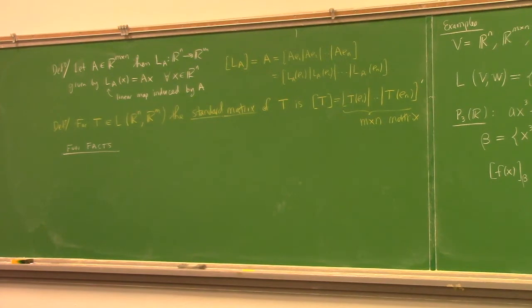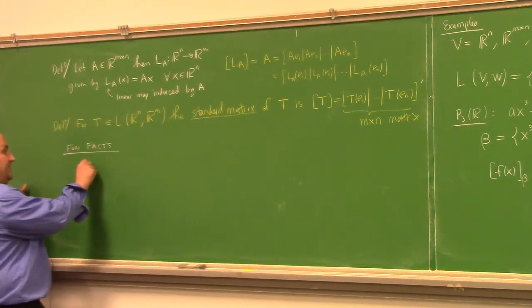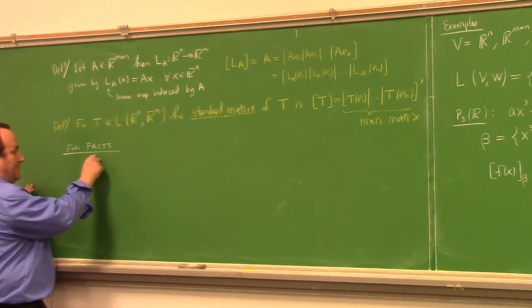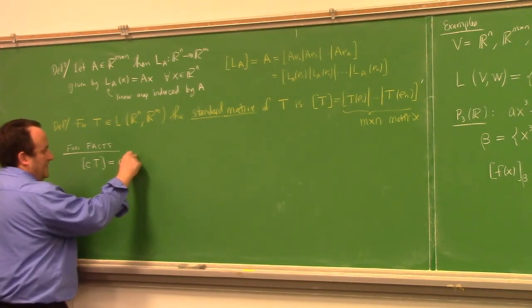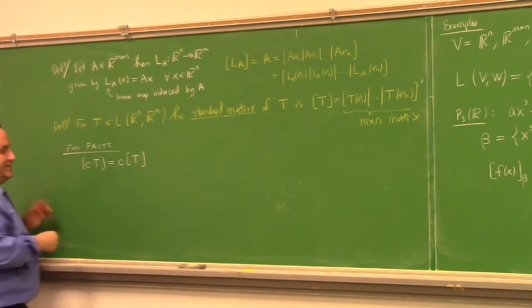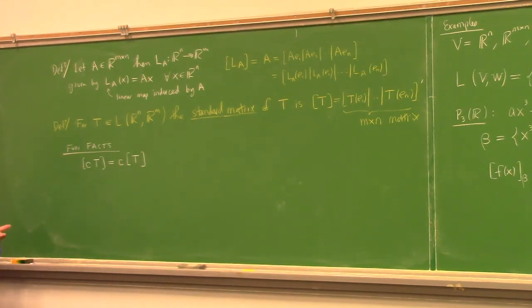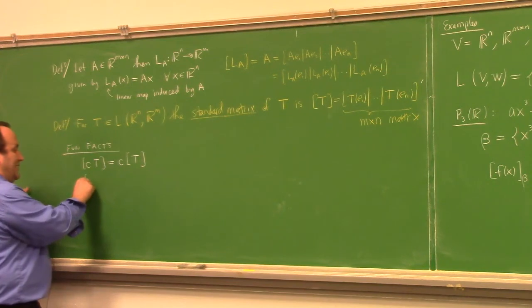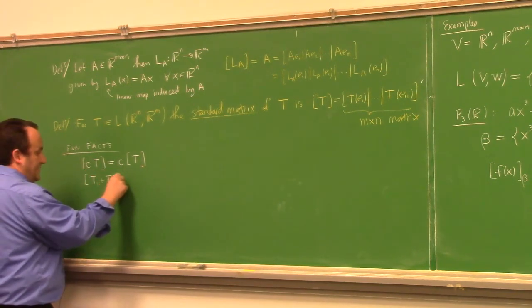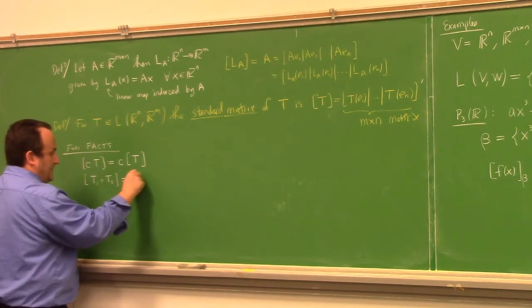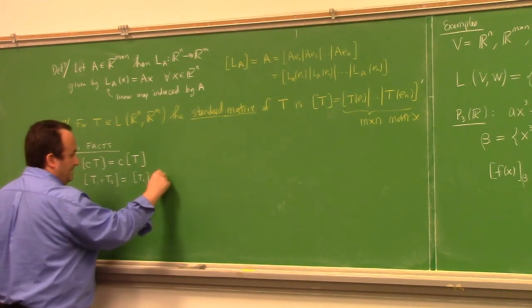But the standard matrix plays very nicely with things we can do to linear maps. For example, we can take a scalar multiple of a linear map, and guess what? The standard matrix of the scalar multiple is the scalar multiple of the standard matrix. It's kind of a small thing, but that's true. If you can add two maps, say T1 and T2, the standard matrix of the sum is the sum of the standard matrices.